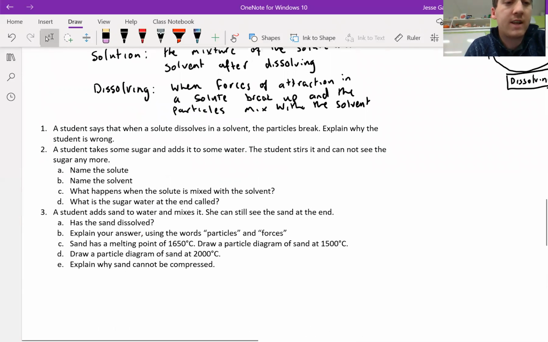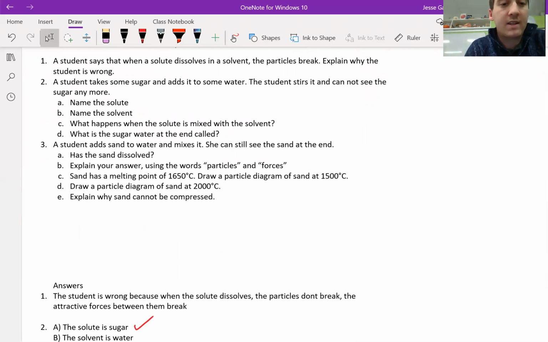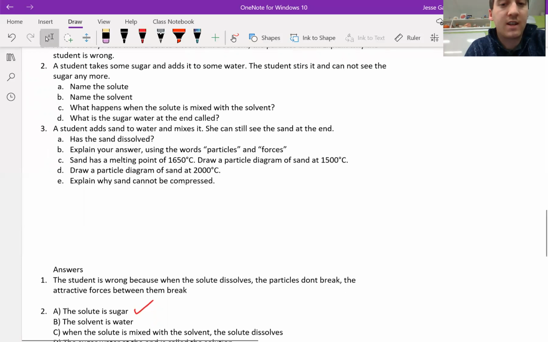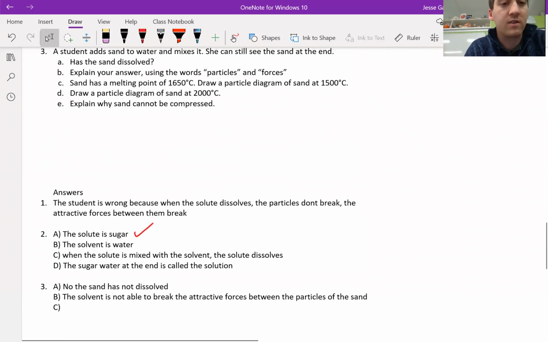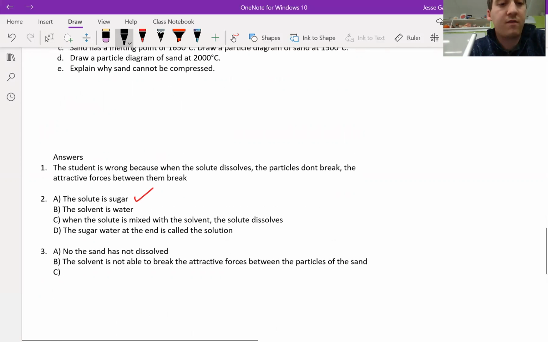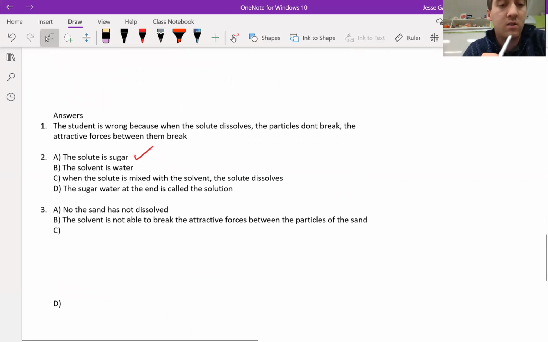3A says, a student adds sand to the water and mixes it, she can still see the sand at the end. Has the sand dissolved? No, the sand has not dissolved. Because if it doesn't look like it's disappeared, then it hasn't actually done anything. It hasn't dissolved. The particles have not broken up and mixed with the water. Explain your answer using the words particles and forces. So this will be a good answer: the solvent is not able to break the attractive forces between the particles of the sand, so it doesn't dissolve.